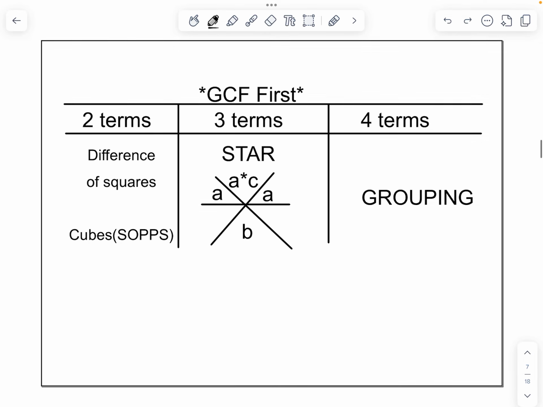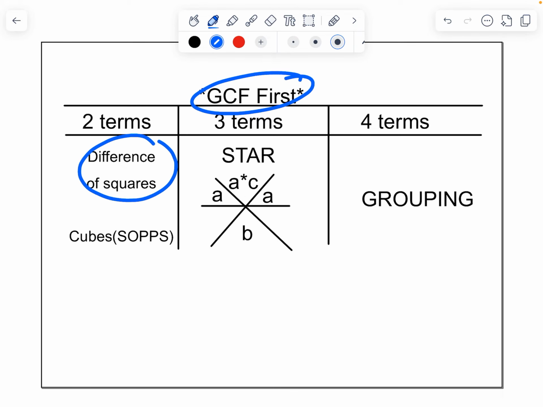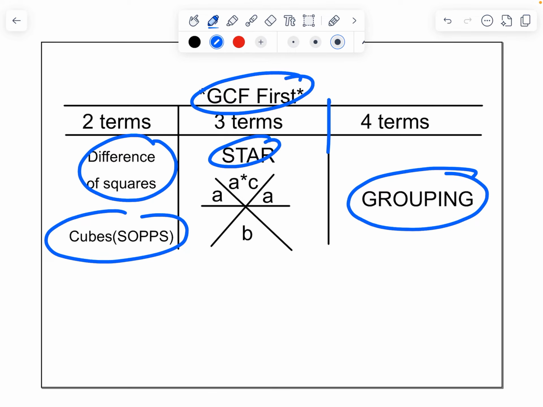I would absolutely take a second and write this down. You're always doing the GCF first. Then if you have 2 terms, you're either going to do difference of squares or cubes. You're going to try those 2. If you have 3 terms, you're going to try star. And if you have 4 terms, you're going to try grouping. So we're just basing this on how many terms a polynomial has.